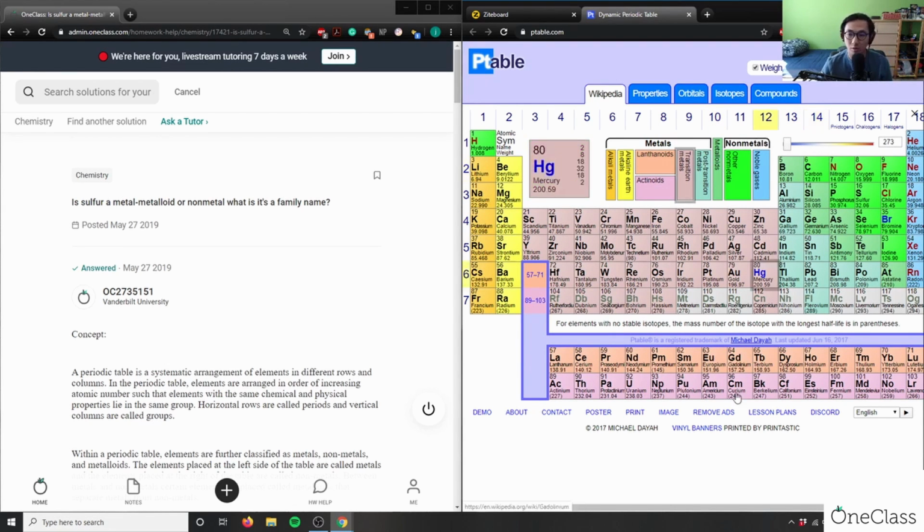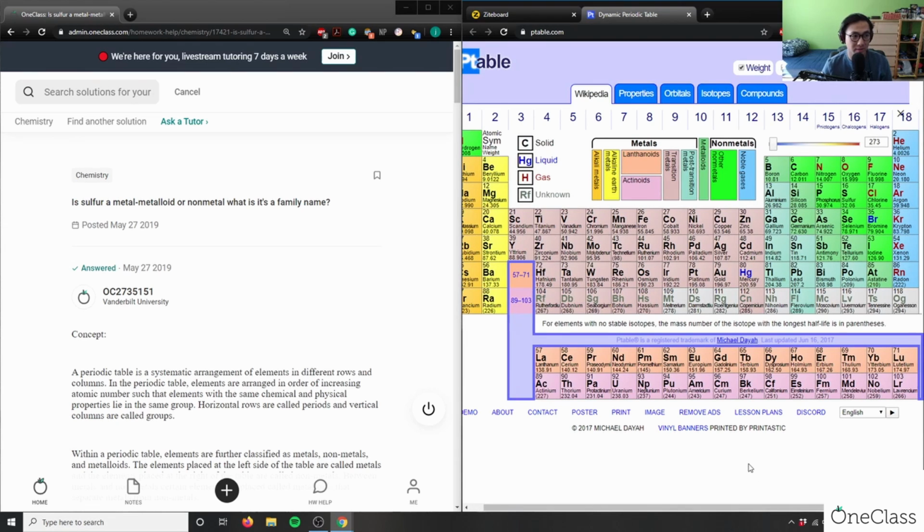And sulfur belongs on our right-hand side of the periodic table because it's, you guessed it, a non-metal, right? So it says here, S here, in this green block here, it says it's all non-metals. Therefore, sulfur is a non-metal.